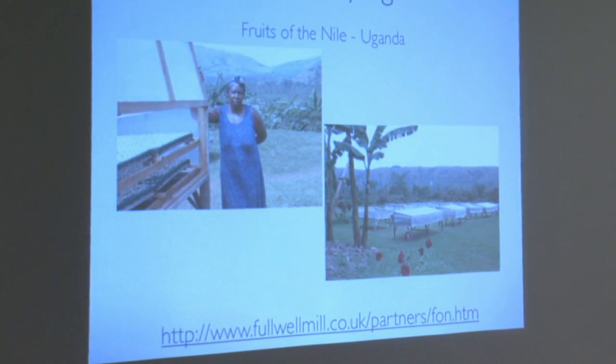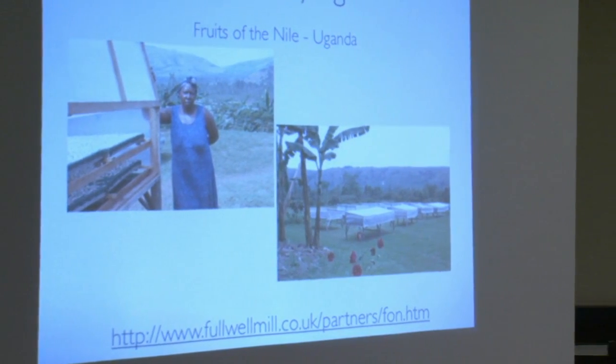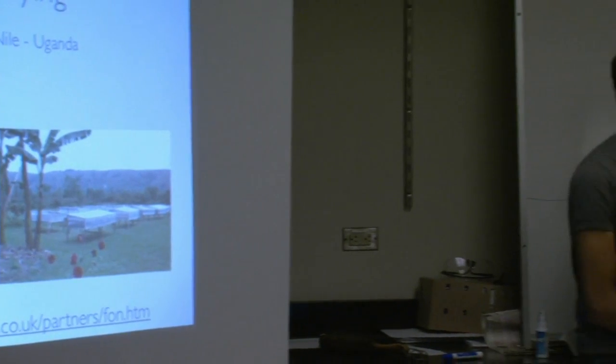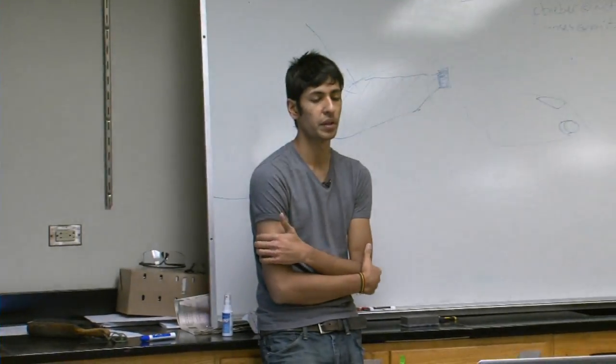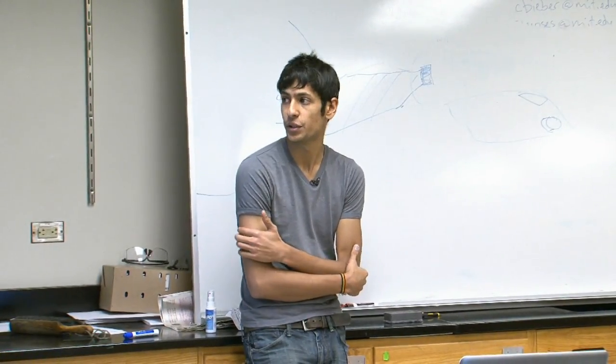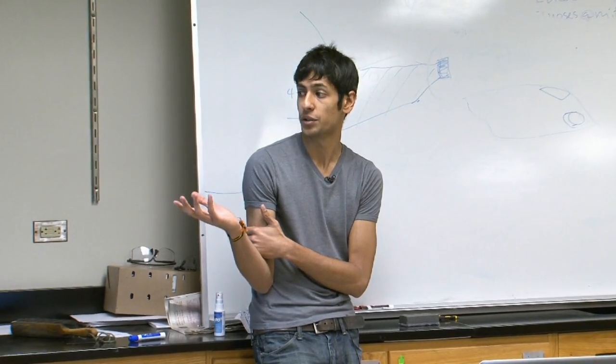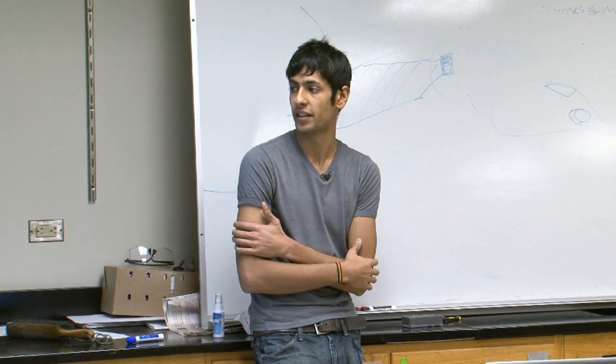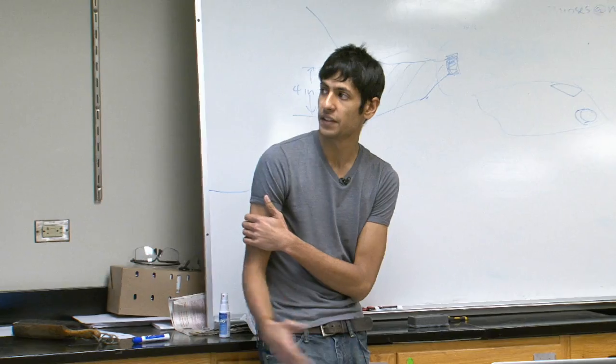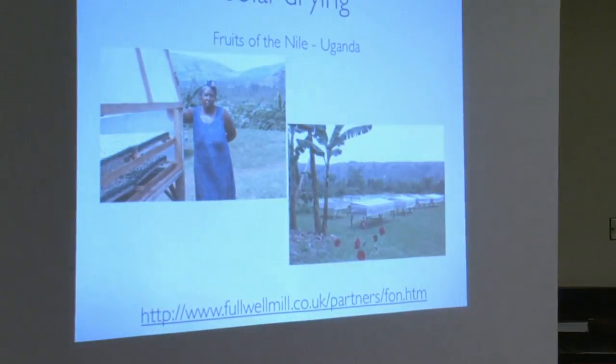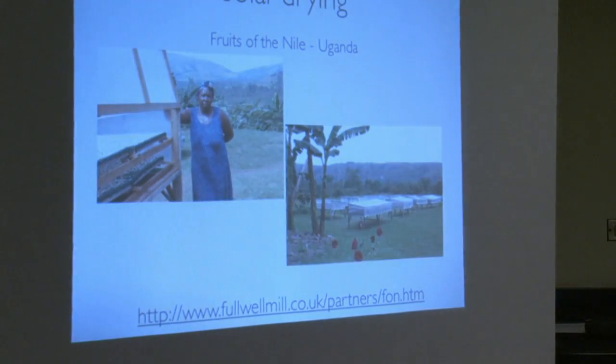And if they don't have a very good way of preserving food otherwise, they can't refrigerate these fruits. If they don't keep them refrigerated, they're just going to spoil. So it's either sell at a low cost or don't get anything for them. And so food preservation is a pretty big deal as well. You can use solar energy to dry fruits. This is a project called Fruits of the Nile that works in Uganda, where they do that.